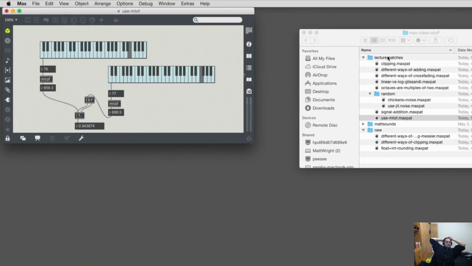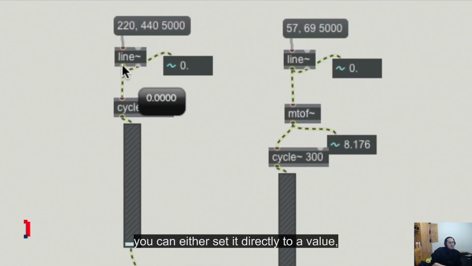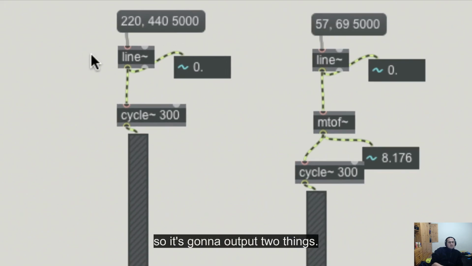So how can we use this? Well, let's look at a way to do glissando. So I'm going to show you another object called line tilde. The way line tilde works is you can either set it directly to a value, by sending it a number, or you can say, I want you to go from where you are now to another value over a certain number of milliseconds. So this message box has a comma in it, so it's going to output 2 things. Remember we saw that in session 1.